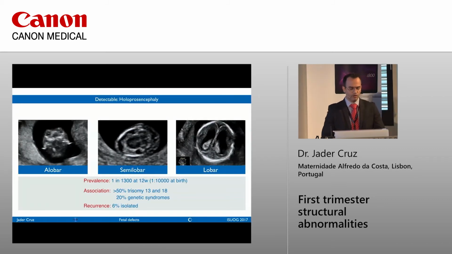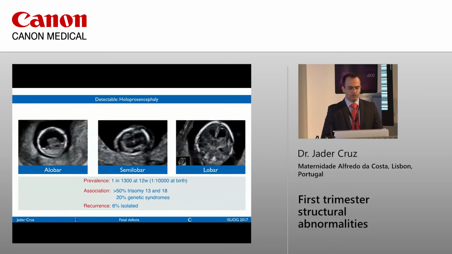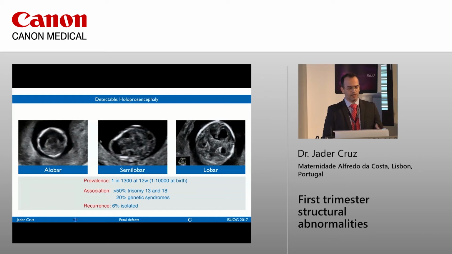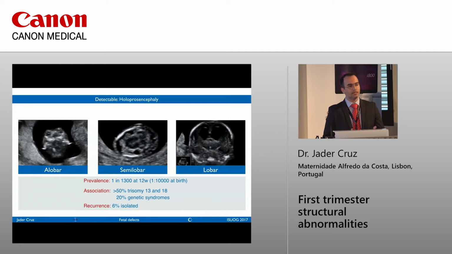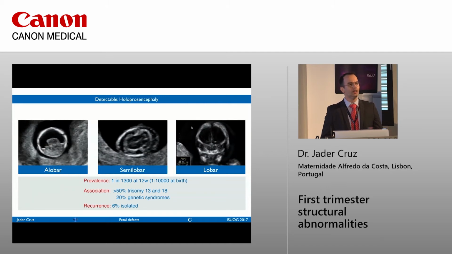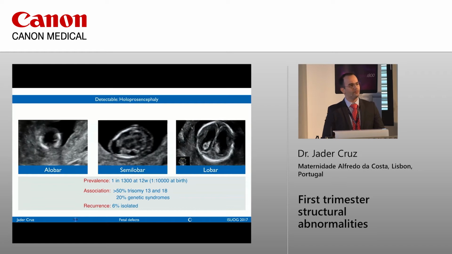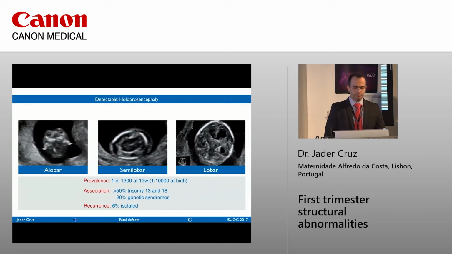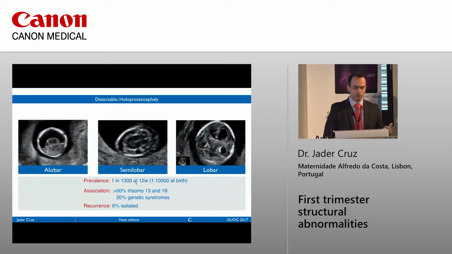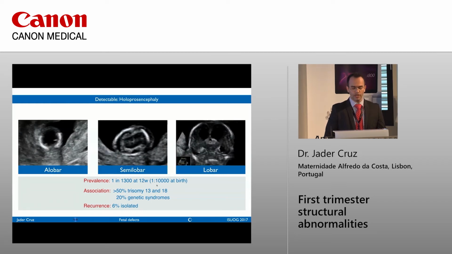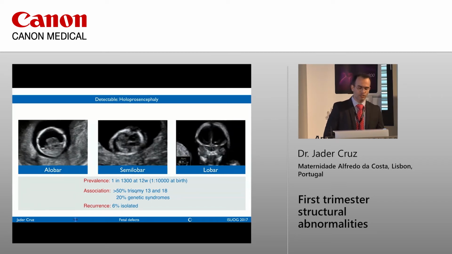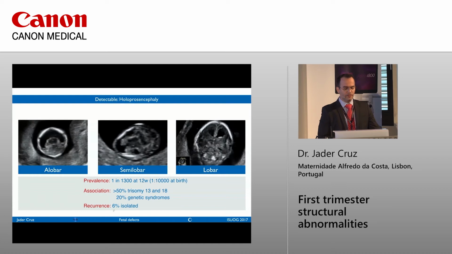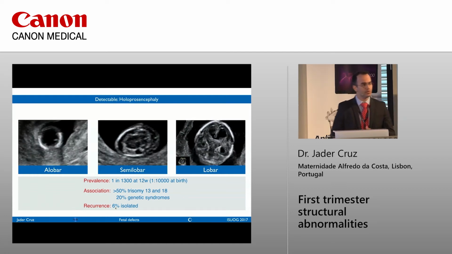I'm just going very fast through these slides, just to show you there are three kinds of holoprosencephaly. The ones that you may detect in the first trimester, you always detect the alobar type. You may detect the semilobar type, but you are never going to see the lobar type of holoprosencephaly. If you are lucky, you see that in the second or in the third trimester. This is just to show you the prevalence is around 1 in 1,312 weeks, much less at birth. There is a high relation with trisomy 13 and 18, and a little bit of relation with genetic syndromes. And if it is an isolated abnormality, there is a 6% chance of recurrence.